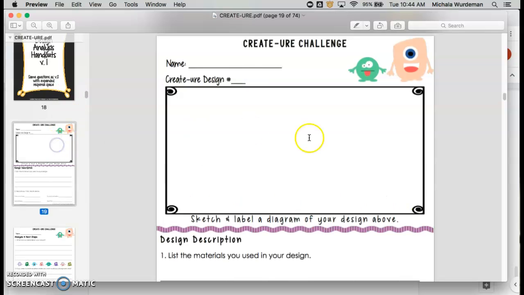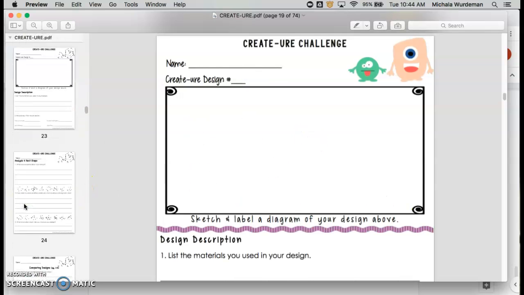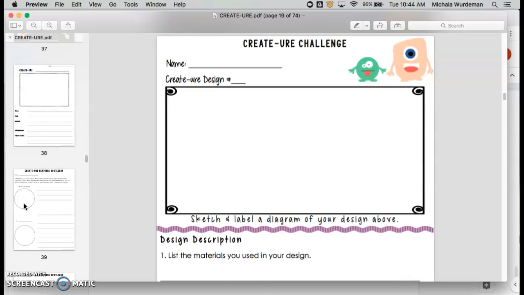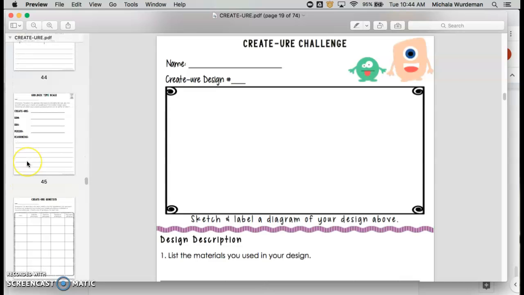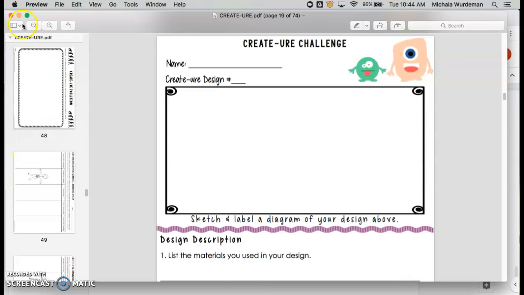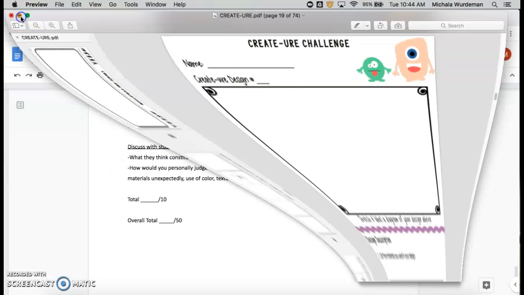Why was their design successful? They'd have to draw their design. And then as you went through this document, it was a lot of the extra materials, so deciding which ones they could do and make that a choice for them.